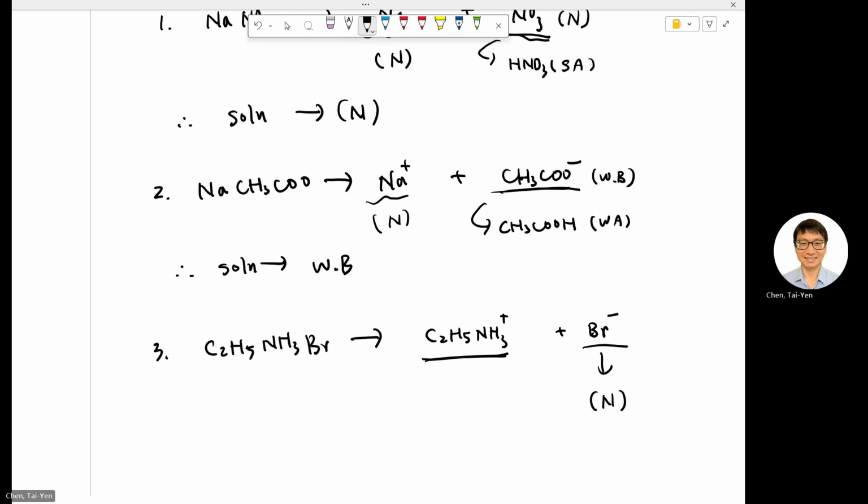This one, is this acidic or basic? Acidic, a weak acid, right? Therefore, you know this guy is just a weak acid. Since the other is neutral, this one will dominate, and the solution will be a weak acid solution. So this is how you predict whether a salt solution is acidic, basic, or neutral.